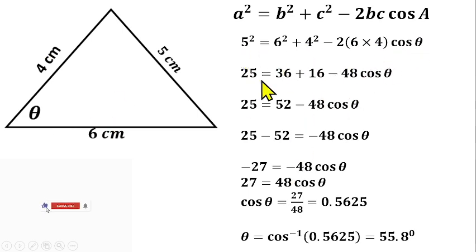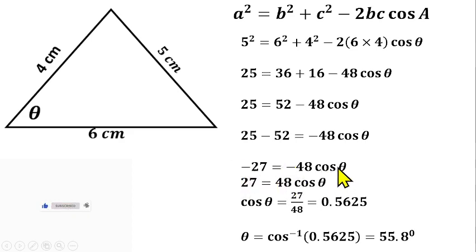So if you simplify this further, 25 equals 36 plus 16 minus 48 cos theta. From there, 36 plus 16 gives us 52. From there, you can collect like terms. 52 can come to this side. You have 25 minus 52 equals minus 48 cos theta. This gives us minus 27 equals minus 48 cos theta. Minus can take care of minus.